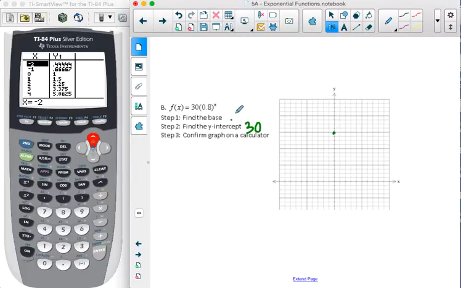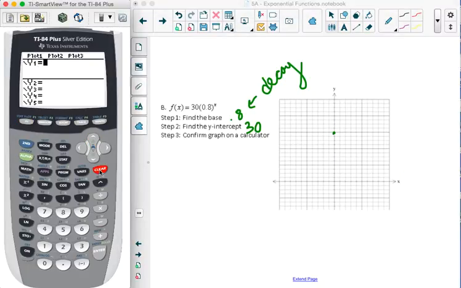Now the base is 0.8 or 4/5. And since this is a number that is less than 1, it's going to hint to me that we are going to decay. So it's kind of important to know that. So my graph should be coming down to the right. So I'm going to go ahead and plug that in: 30 times 0.8 to the value of x.